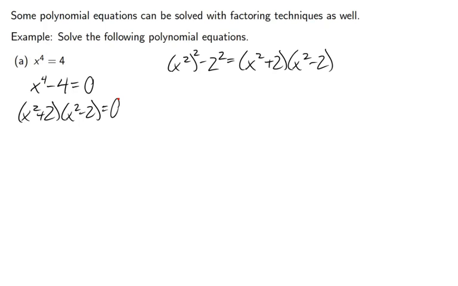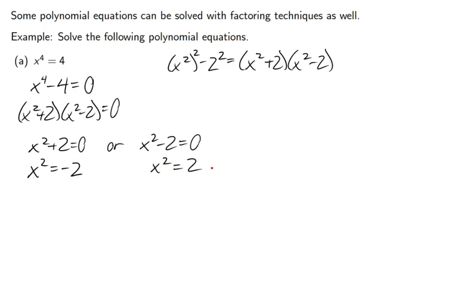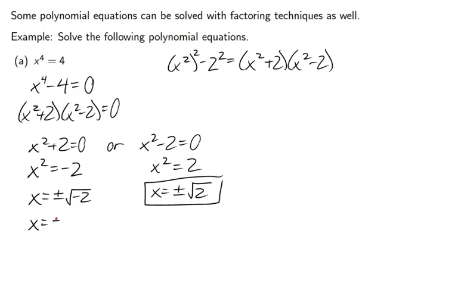So I can factor it just like any other equation. Now I get x squared plus 2 equals 0, or x squared minus 2 equals 0. So we'll subtract 2 from both sides here, and add 2 to both sides here, and then take square roots. Do it the same way we have in the past. Plus or minus square root of negative 2, plus or minus square root of positive 2. This one's done. But for this one, let's write it as plus or minus i times the square root of 2.